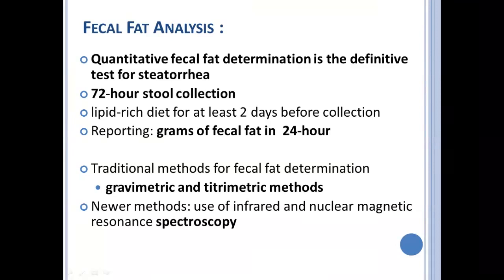So wag kayong mag-alala, hindi na 'to masyadong ginagawa. Nasa may marami ng mga tests, okay, other than this, no? Sabi dito, newer methods now, you have the, okay, infrared and nuclear magnetic resonance spectroscopy. Okay. So, but again, discuss lang natin, no? Kasi binibigay ito sa exam. So, ang specimen, pag sinabing quantitative, wag mong kakalimutan, that's 72-hour specimen.